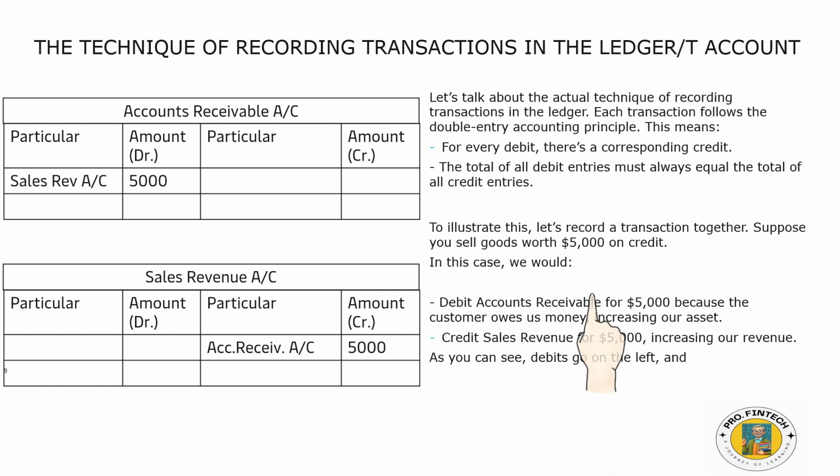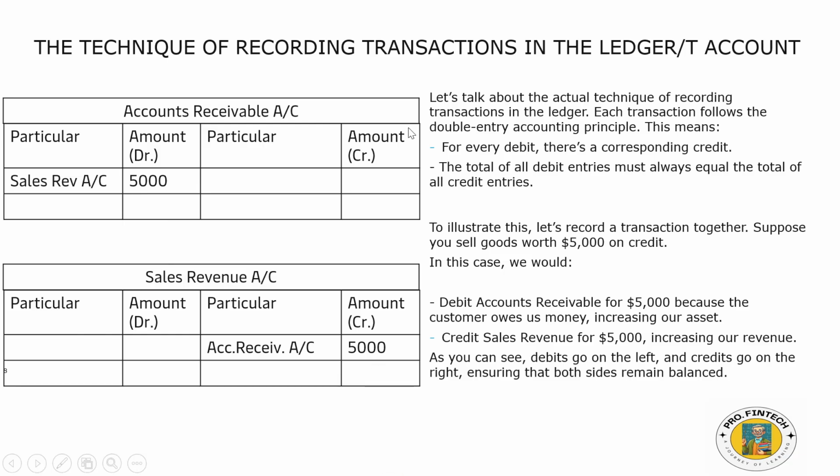Suppose you sell goods worth $5,000 on credit. In this case, we would debit accounts receivable for $5,000 because the customer owes us money, increasing our asset. Credit sales revenue for $5,000, increasing our revenue. As you can see, debits go on the left and credits go on the right, ensuring that both sides balance.